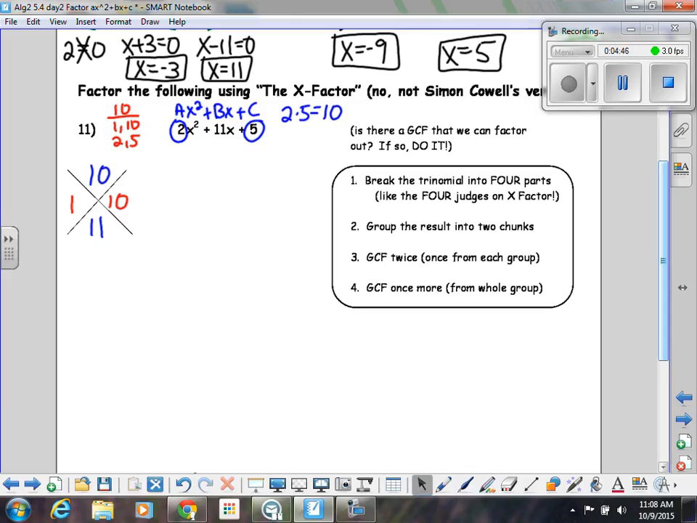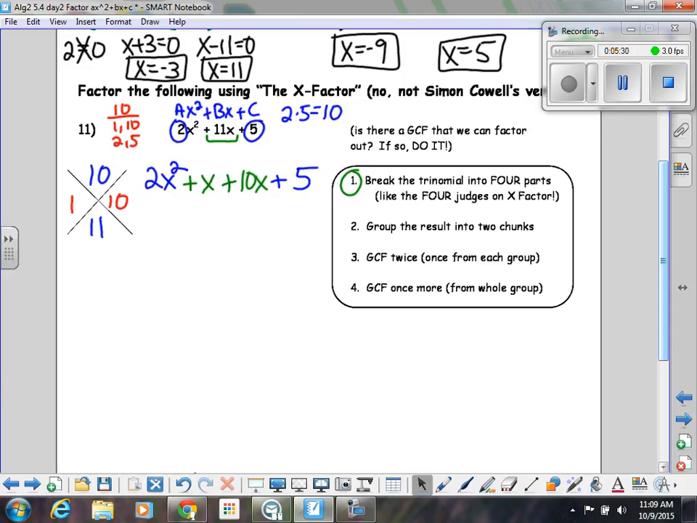So instead what we're going to do is replace the middle term, the 11x, with these two side numbers. So that's what this first step says. Break the trinomial into 4 parts. Okay, so my 4 parts, I'm going to leave the 2x squared and the 5. Those stay the same. But what's going to change is instead of 11x, I'm going to split that up into 2 terms. So it's going to be plus 1x plus 10x. So look, the 2x squared and the 5 stayed exactly the same, and the 11x became 1x and 10x.